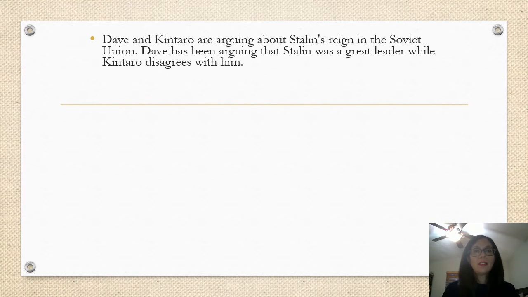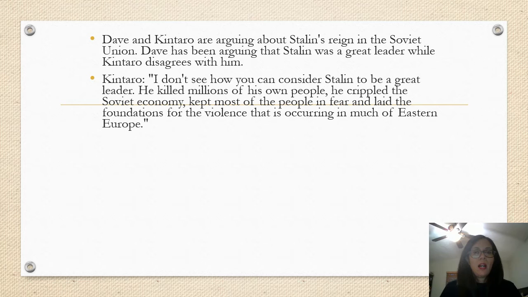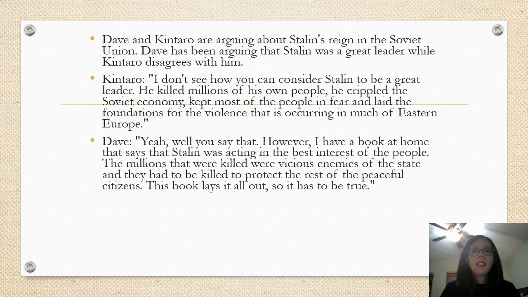So let's look at some examples you might see on a university campus. We have two students arguing about Stalin's reign in the Soviet Union. Dave has been arguing that Stalin was a great leader, while his friend disagrees, obviously, because he was a terrible leader who killed millions of people. And he explains that. And Dave says, however, I have a book at home that says Stalin was acting in the best interest of the people. The millions that were killed were vicious enemies of the state, and they had to be killed to protect the rest of the peaceful citizens.